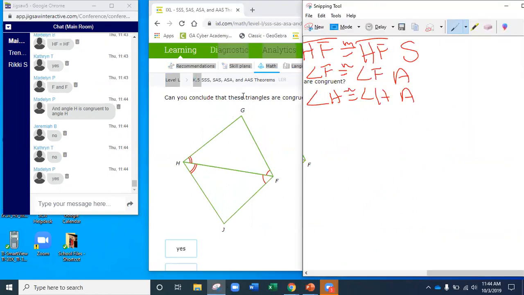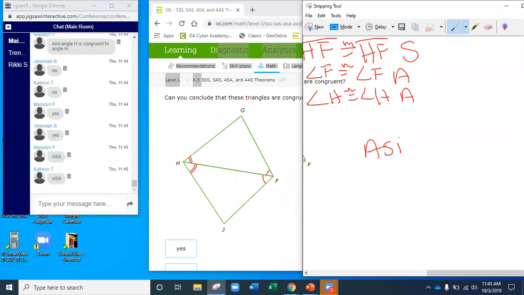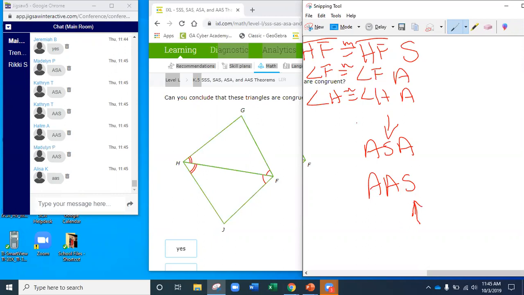All right. So what theorems have two angles and one side? Put them in chat. Angle, side, angle, and angle, angle, side. All right. So this one, the side has to be included. See how it's in the middle of the two angles? Has to be included. This one, it can be a non-included angle. Is our side, HF, included or not included between the two congruent angles?